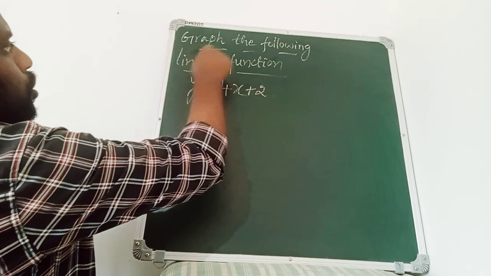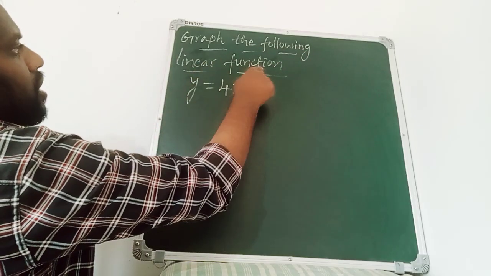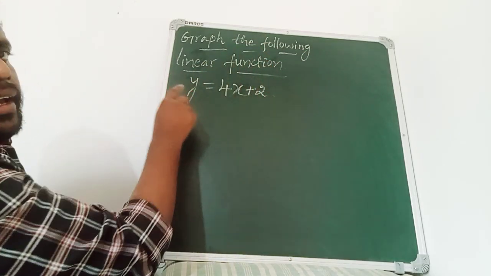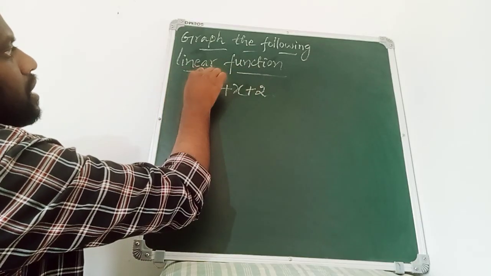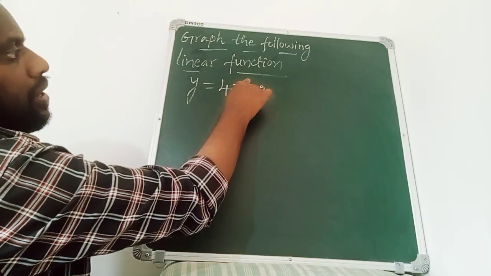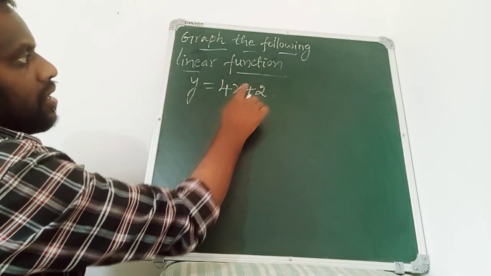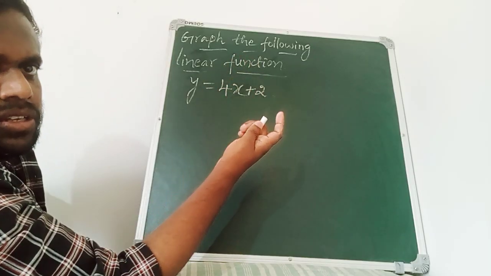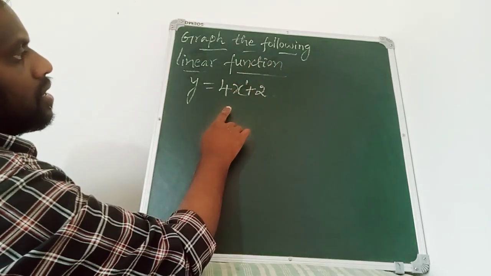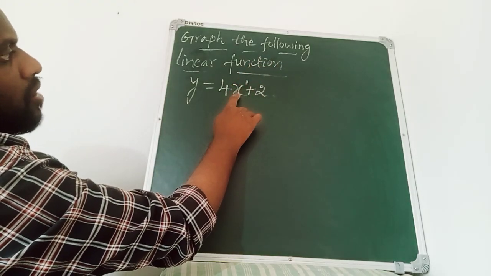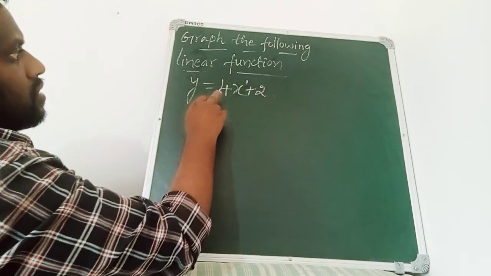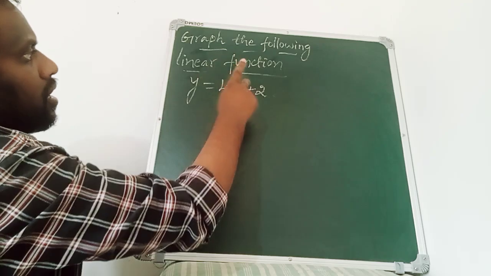Yeah. So graph the following linear function y is equal to 4x plus 2. They are telling linear function. Linear means the power of this variable x will be 1. Here x is there, the power there is nothing, so we have to assume here there is 1. So when the power of x is 1, then it is called linear function. That's why they are telling linear function.